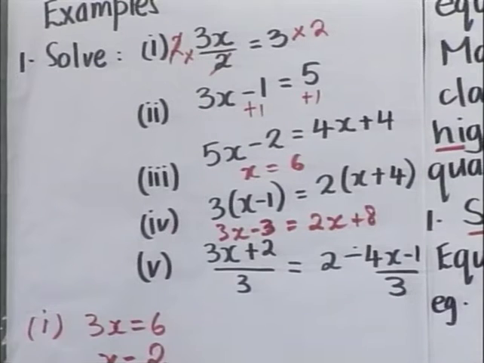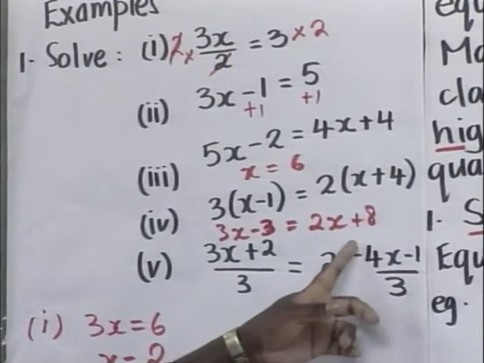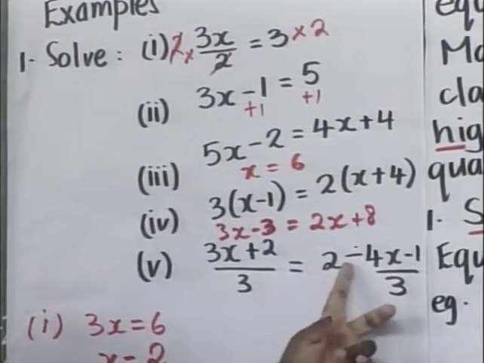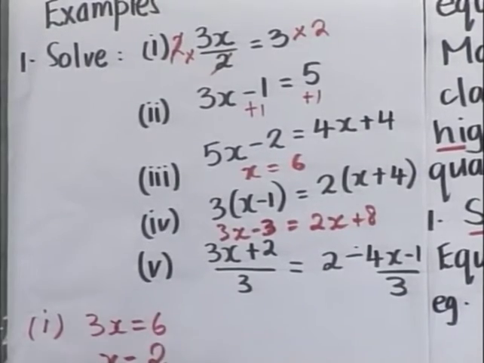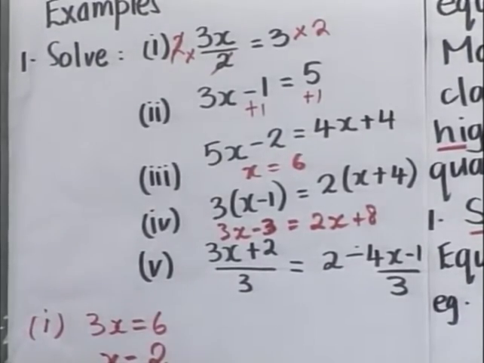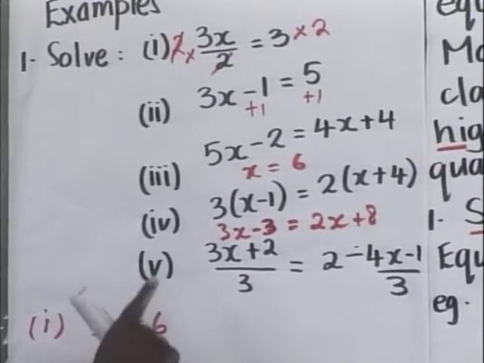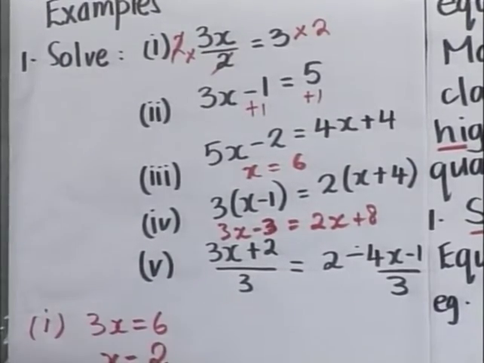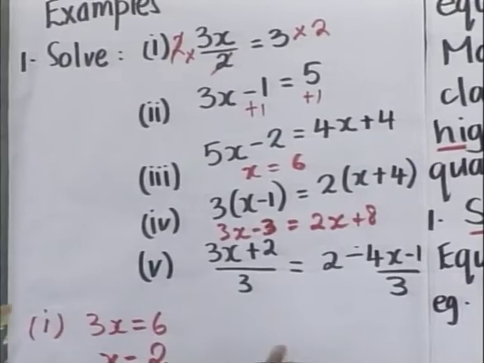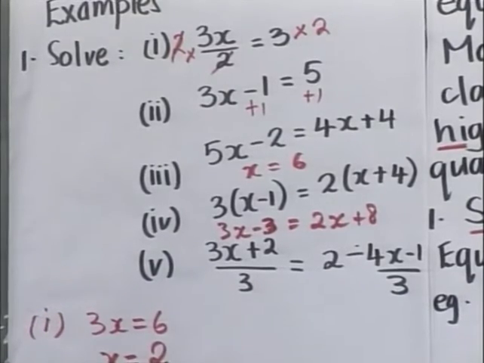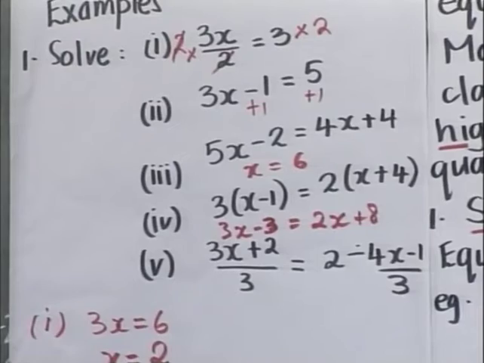Okay, number 4. Sorry, number 5. All right, ignore this sign. It's supposed to be 2 minus 4x minus 1 on 3. 3x, okay, I'll repeat. 3x plus 2 on 3 equals 2 minus 4x minus 1 on 3.